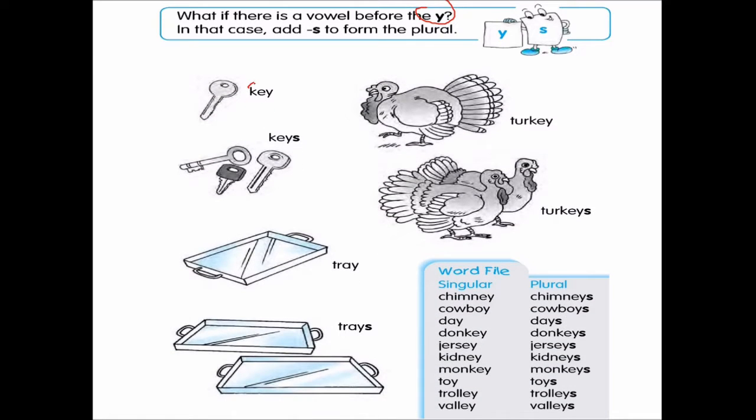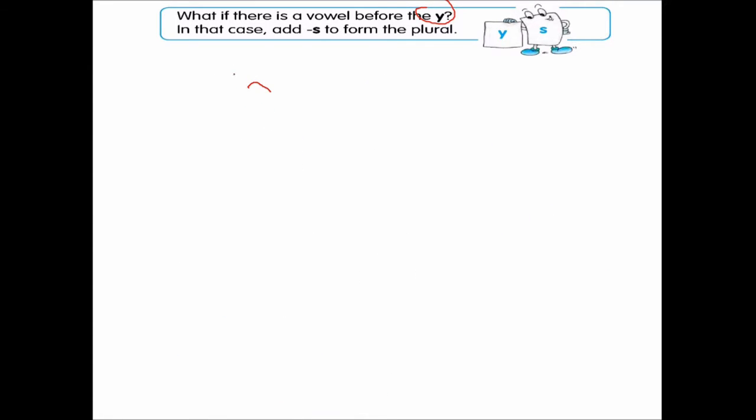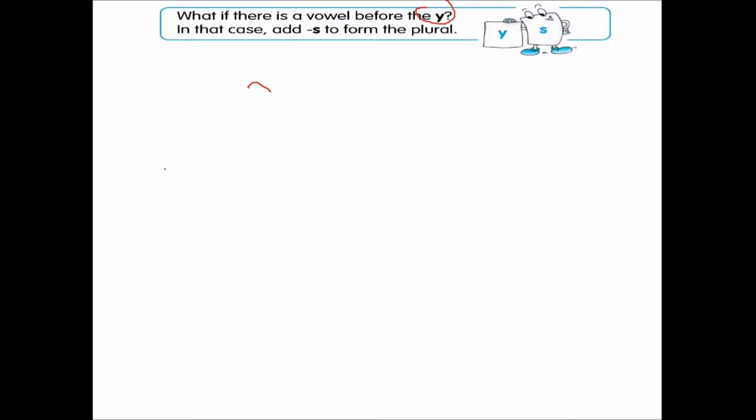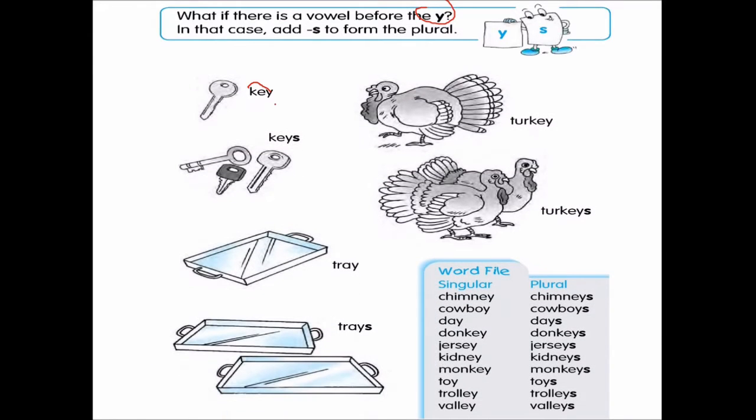Well, this is key because, as I suggested, if you have y at the end, you change it to i and then add es. But if this y has a vowel in front, like e, as in turkey, then you make it only s. You add s. Key, keys; turkey, turkeys; tray, trays; chimney, chimneys; cowboy, cowboys; day, days; donkey, donkeys; jersey, jerseys; kidney, kidneys; monkey, monkeys; toy, toys; trolley, trolleys; and valley, valleys.